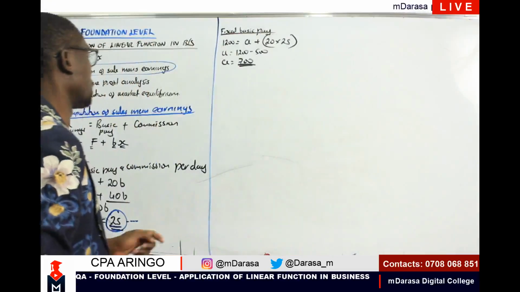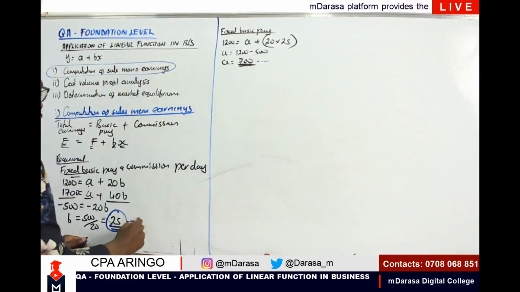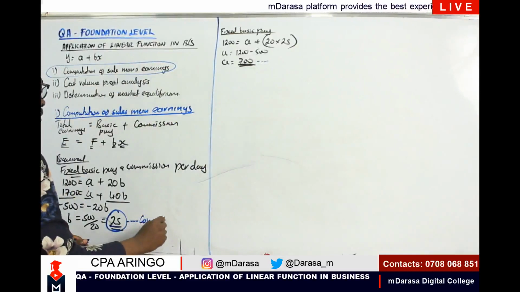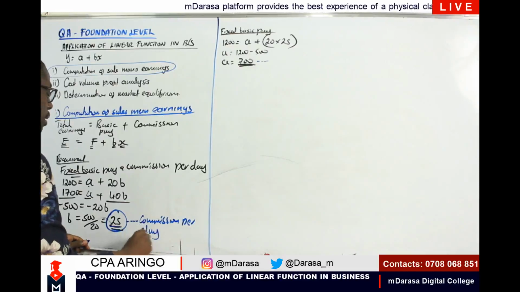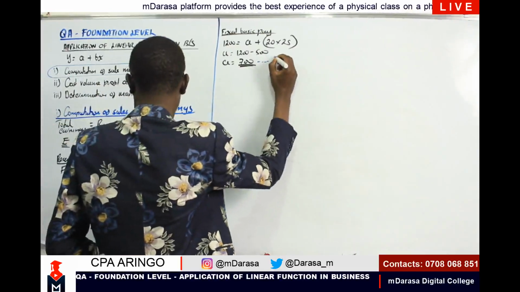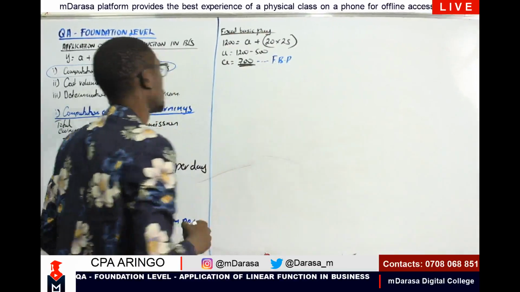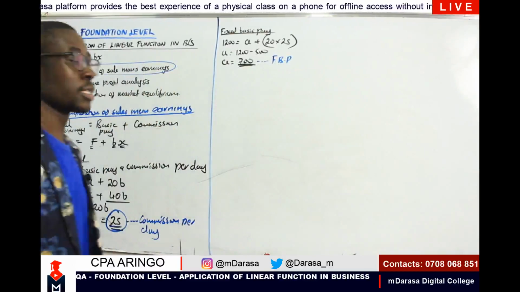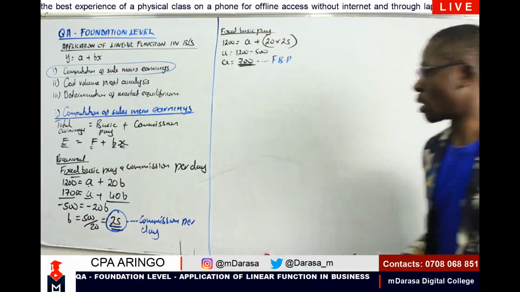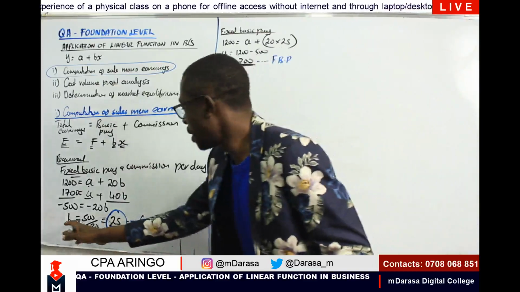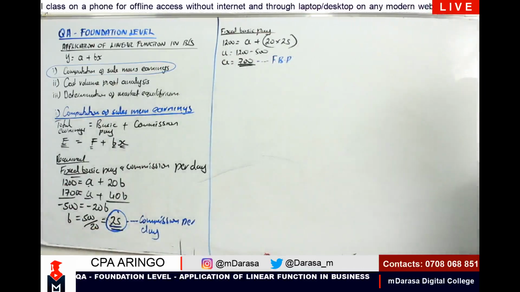So we are done with this bit. My commission per day is 25, and the fixed basic pay per day is 700 shillings. So that is the first step that we need to work out. I know a lot will be wondering why you did what you did here. Remember, it's negative, negative, so it cancels. That's why you took 500 divided by 20.